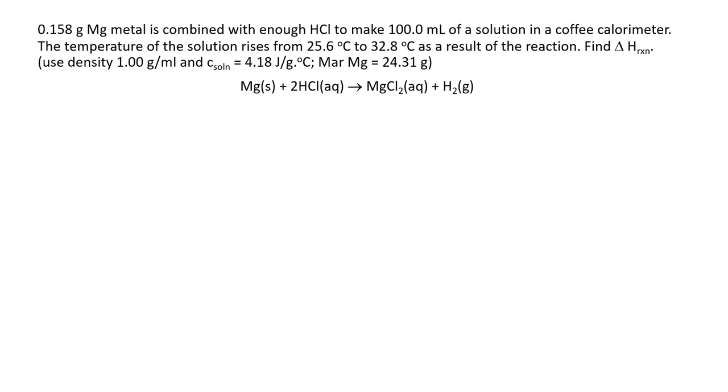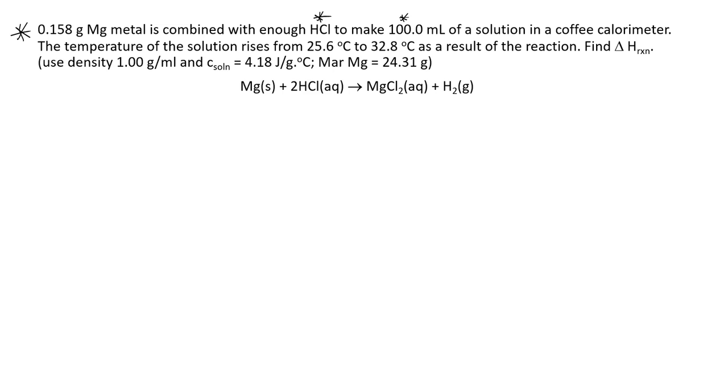Here we have 0.158 grams of metal combined with enough HCl to make 100 milliliters of a solution in a coffee calorimeter. The temperature of the solution rises from 25.6 degrees Celsius to 32.8 degrees Celsius as a result of the reaction. So if you see the temperature of the solution rising, it means that the reaction is exothermic.